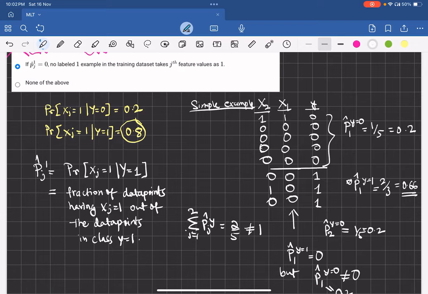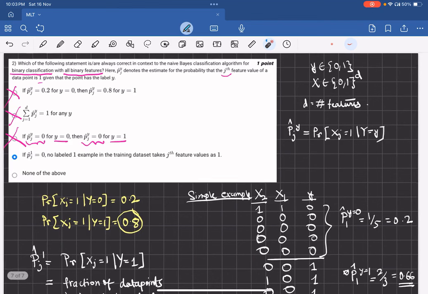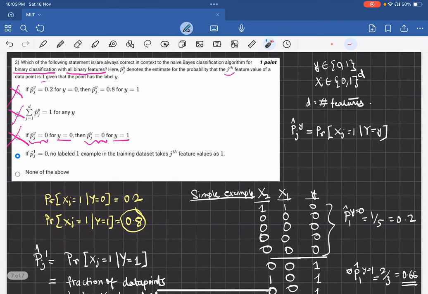Okay, and if this is 0, what does that mean? That means there is no data point which has xj equal to 1 in the class of data points having y equal to 1, right? And that is exactly what the option says, which means the fourth option is correct. And none of the above is here.